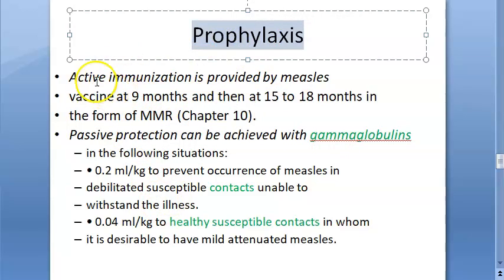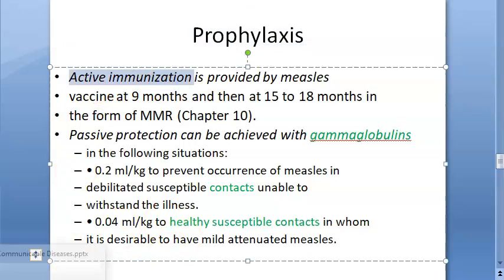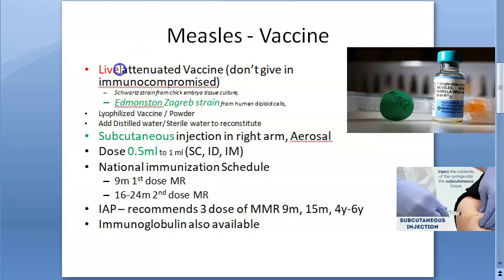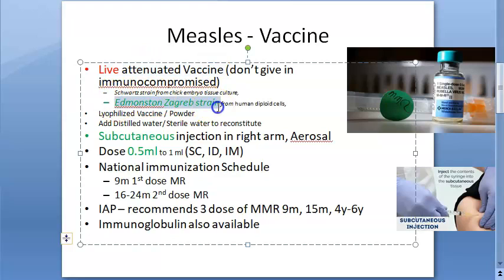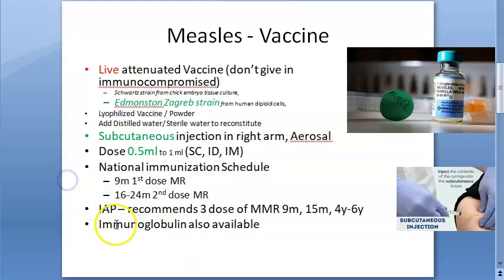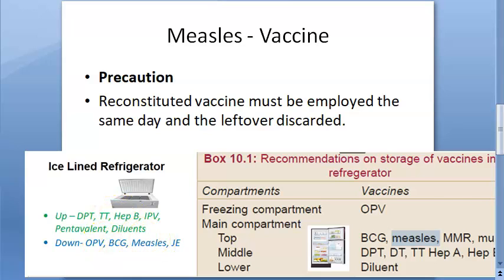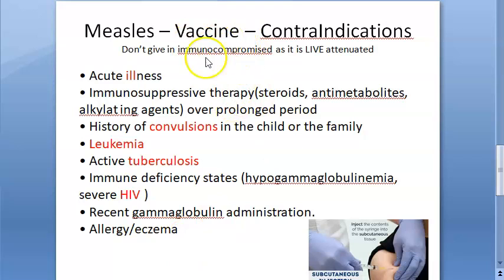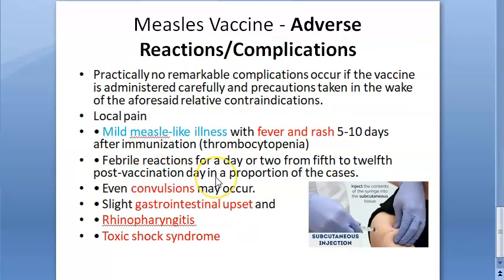Prophylaxis, you have active immunization. We have looked at the immunization. It's a live attenuated vaccine from Edmonston-Zagreb strain. It is a lyophilized powder vaccine which has to be reconstituted with distilled water or sterile water. Subcutaneous injection 0.5 ml. National immunization schedule recommends only 2 doses, at 9 months and 16 to 24 months. Right? It is stored in the bottom part of the ILR, that is ice-lined refrigerator. Measles vaccine has quite a few contraindications and complications.